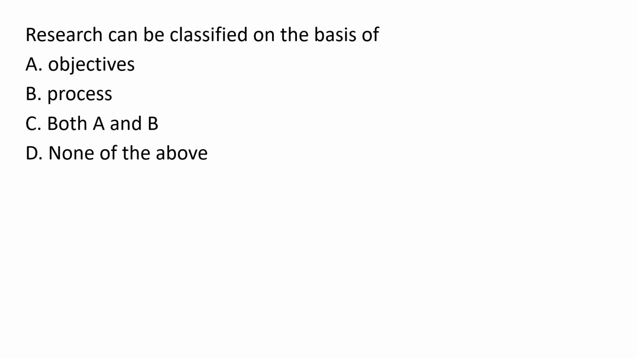So here in this question they ask you, research can be classified on the basis of what? The first option is objective, the second one is process, the third one is both A and B, and the last one is none of the above. Research can be classified on the basis of the objective or the aim of the research and the process of the research. So the answer here is option C, that is both A and B.